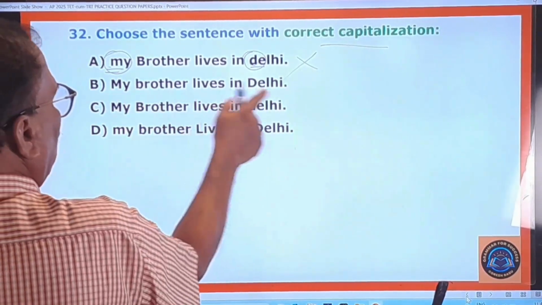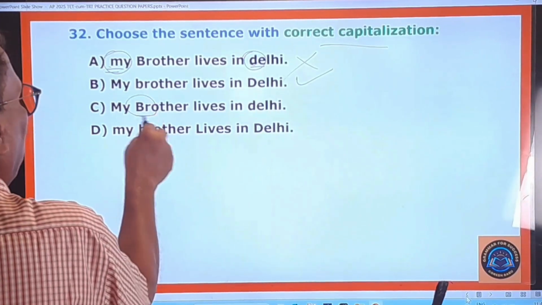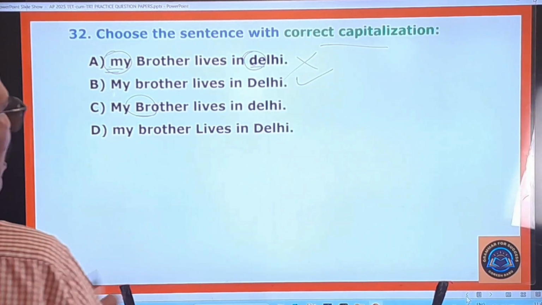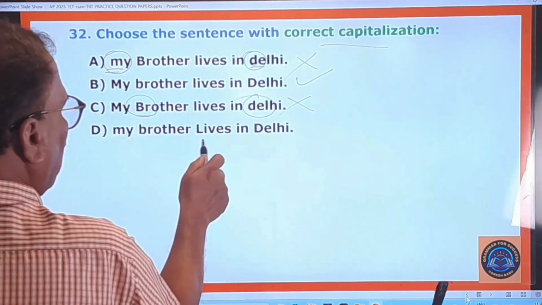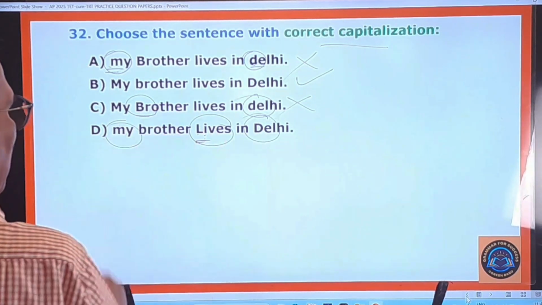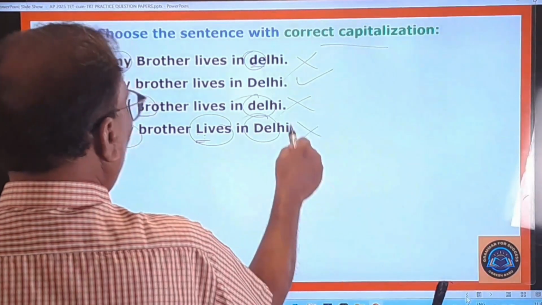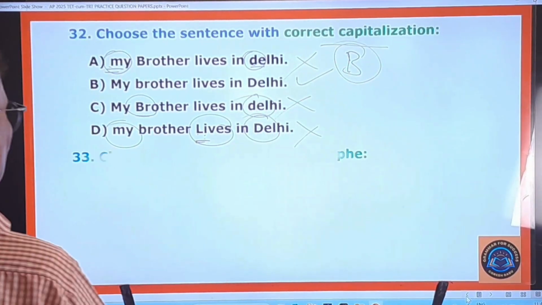"My brother lives in Delhi." This is correctly capitalized. In another option, "brother" is unnecessarily capitalized, and Delhi is not capitalized, therefore this is wrong. In another, the beginning word is not capitalized, and the verb is unnecessarily capitalized, therefore this is also wrong. Therefore this B is the only right one. And you move on to the next question.